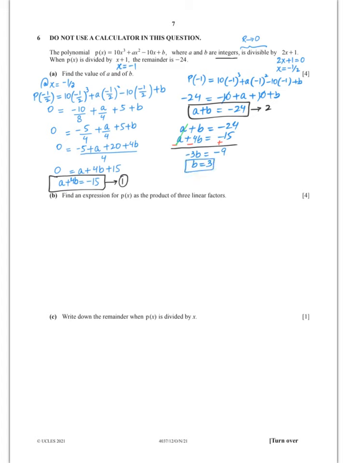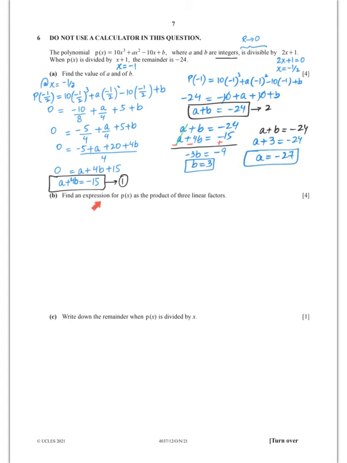Once we have the value of b, we can place it in any of the equations to find the value of a. So this time I'm going to use equation number 2, which is a plus b is equals to negative 24. Alright, and I'm going to place the value of b here. So a plus 3 is equals to negative 24, and the value of a we are getting is minus 27. These are the values of a and b, and that is the completion of the first part.